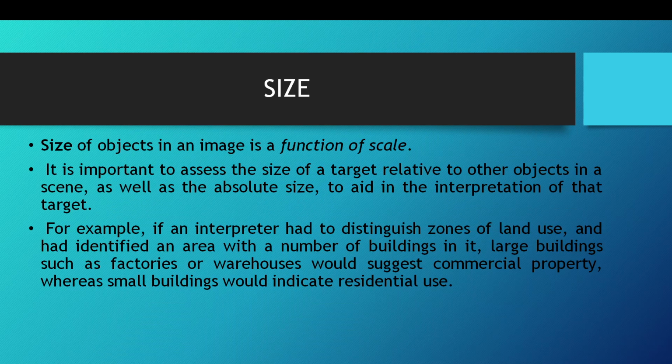Then we have the concept of size in image interpretation. Size is a key factor that depends on the scale of the image. While analyzing imagery, it's crucial to assess both the absolute size of object and their relative size compared to the other feature. For instance, when identifying land use zone, large buildings like warehouses or factories often indicate commercial or industrial areas. Smaller buildings are more typical of residential areas. Understanding size helps distinguish different types of structure and their likely functions in a given landscape.